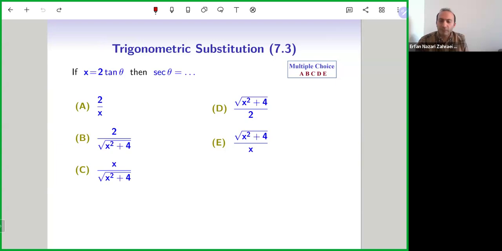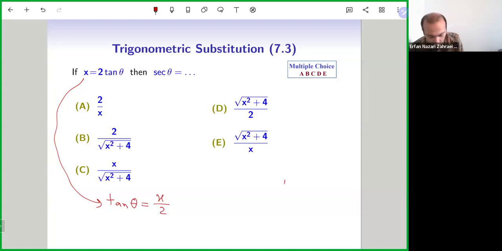By a reference triangle, by creating the reference triangle. Note that I don't memorize the reference. Even if you memorize the substitution ones, don't memorize this reference triangle. That would be a really bad idea. So I create the reference triangle. This is the same as tangent theta equals x over 2. So I create a triangle with this tangent. If this angle is theta, tangent is opposite over adjacent. So let's take opposite to be x, adjacent to be the denominator 2. So this is my reference triangle.